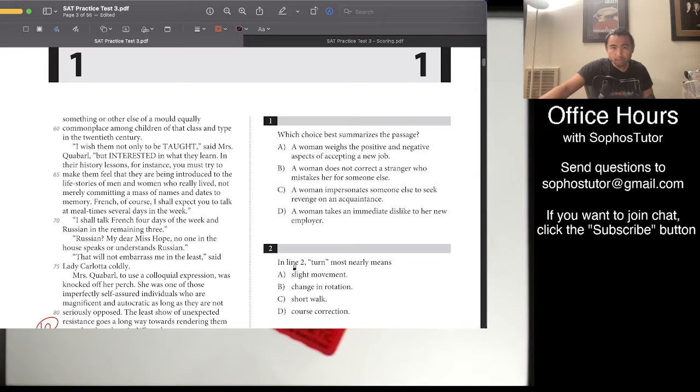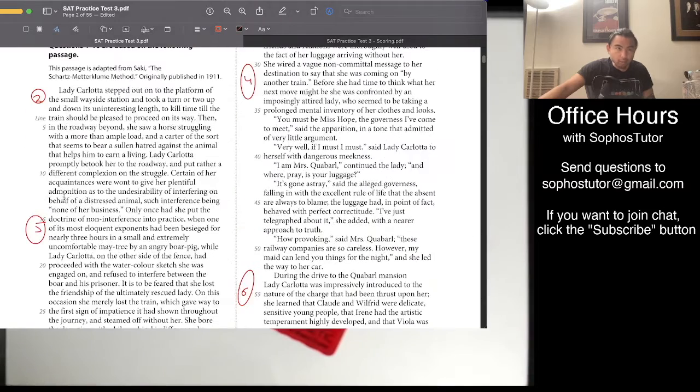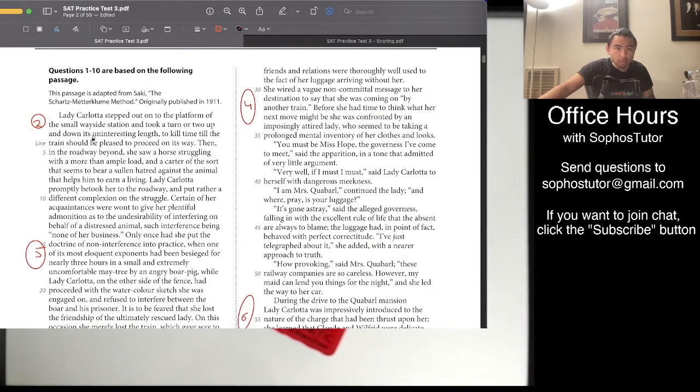So question 2. In line 2, turn most nearly means. So when I see the words most nearly means, this indicates that this is a vocab question. More specifically, it's a vocab-in-context question. You can't answer this question by just knowing what the definition of turn is. You need to actually look at the words around it and see what would be appropriate. So the way that I like to answer these questions is I will literally cross out the word that is being mentioned. So I just cross out turn, and I just think of that as a blank. And I simply want to know what should be filled in the blank.